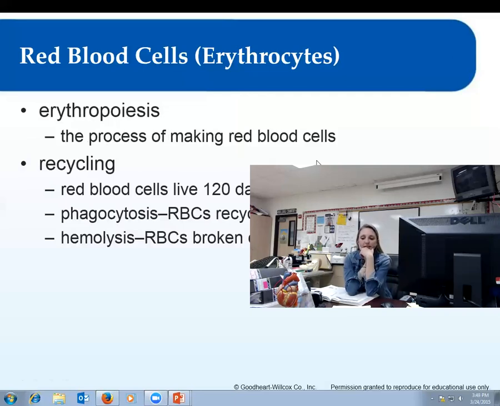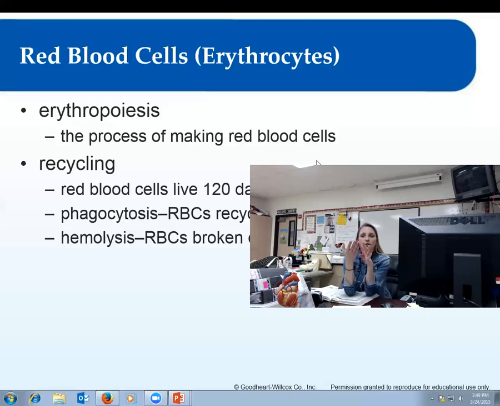Now, a few things that you need in order for erythropoiesis to happen. You have to have iron, like I said, because we've got to have those hemoglobin molecules. Folic acid is another one. Vitamin B12 is another thing that you have to have, and then protein.